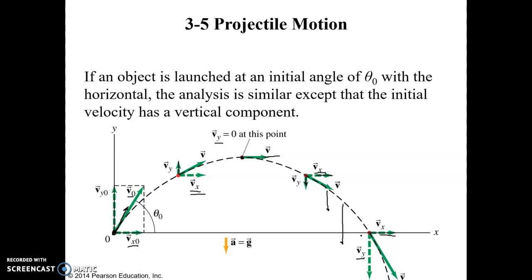So again, we are neglecting air resistance. In the real world, there would be air resistance that would slow it down, but if we ignore that, then we can say that the final horizontal velocity is equal to the initial horizontal velocity. It doesn't change.